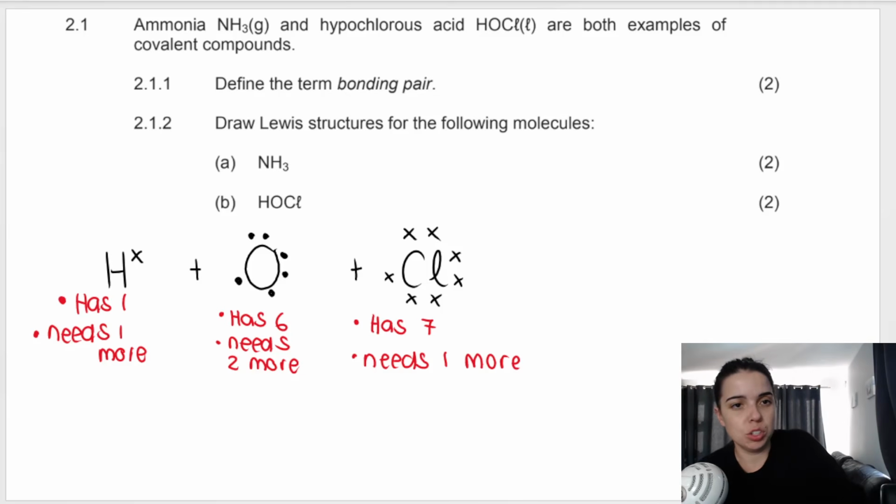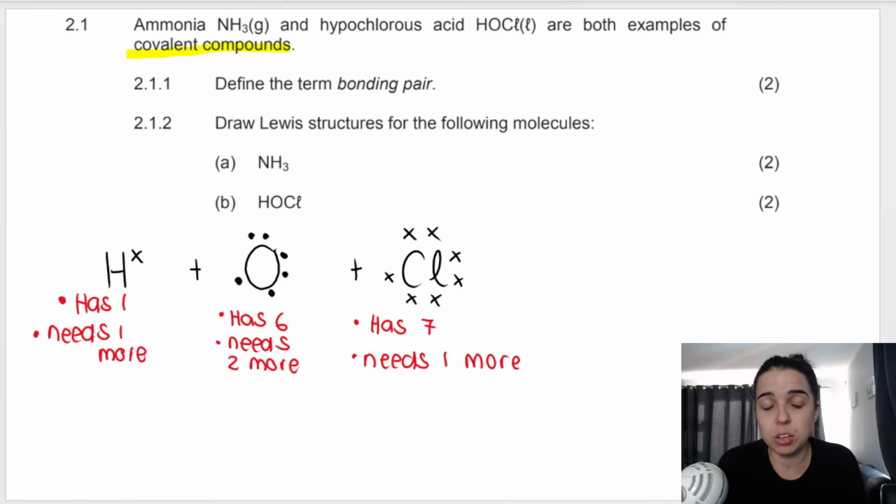So now you need to ask yourself, how can they share in order to help each other reach noble gas structure? Because we know that they are covalent compounds, which means they need to share electrons. Okay, they share, they do not transfer. Very important. So oxygen has 6, it needs 2 more. What that means is it could potentially share one of the electrons with the hydrogen.